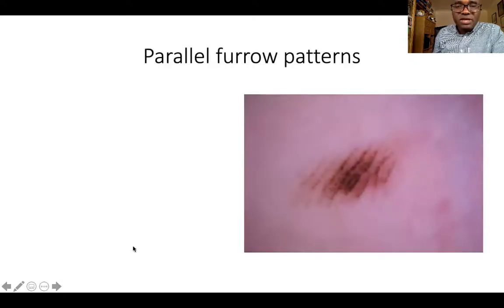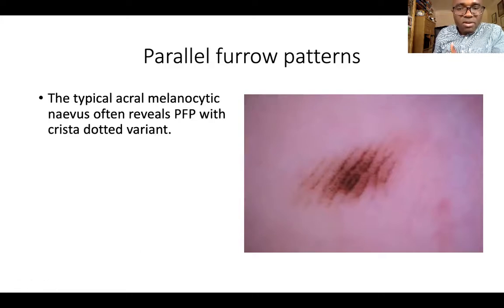So here are a couple of images to demonstrate what we are seeing in the schematic. The previous diagram is a typical acromelanocytic nevus, which shows parallel furrow patterns. So you can see the furrows are parallel, the furrows are parallel. Okay, the furrows are all parallel. Okay, these ridges are all fine. They are not parallel ridges, but you can see the line in there.